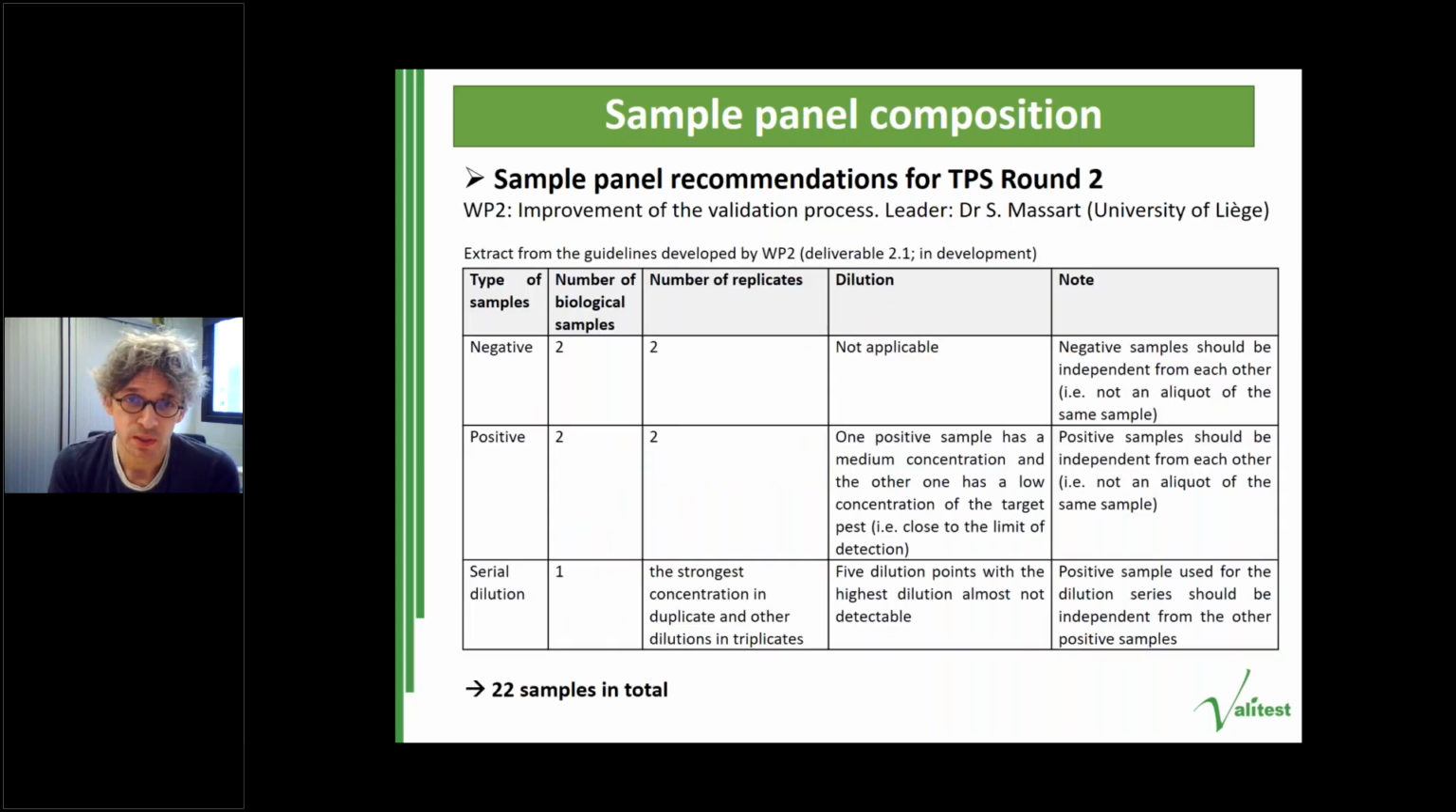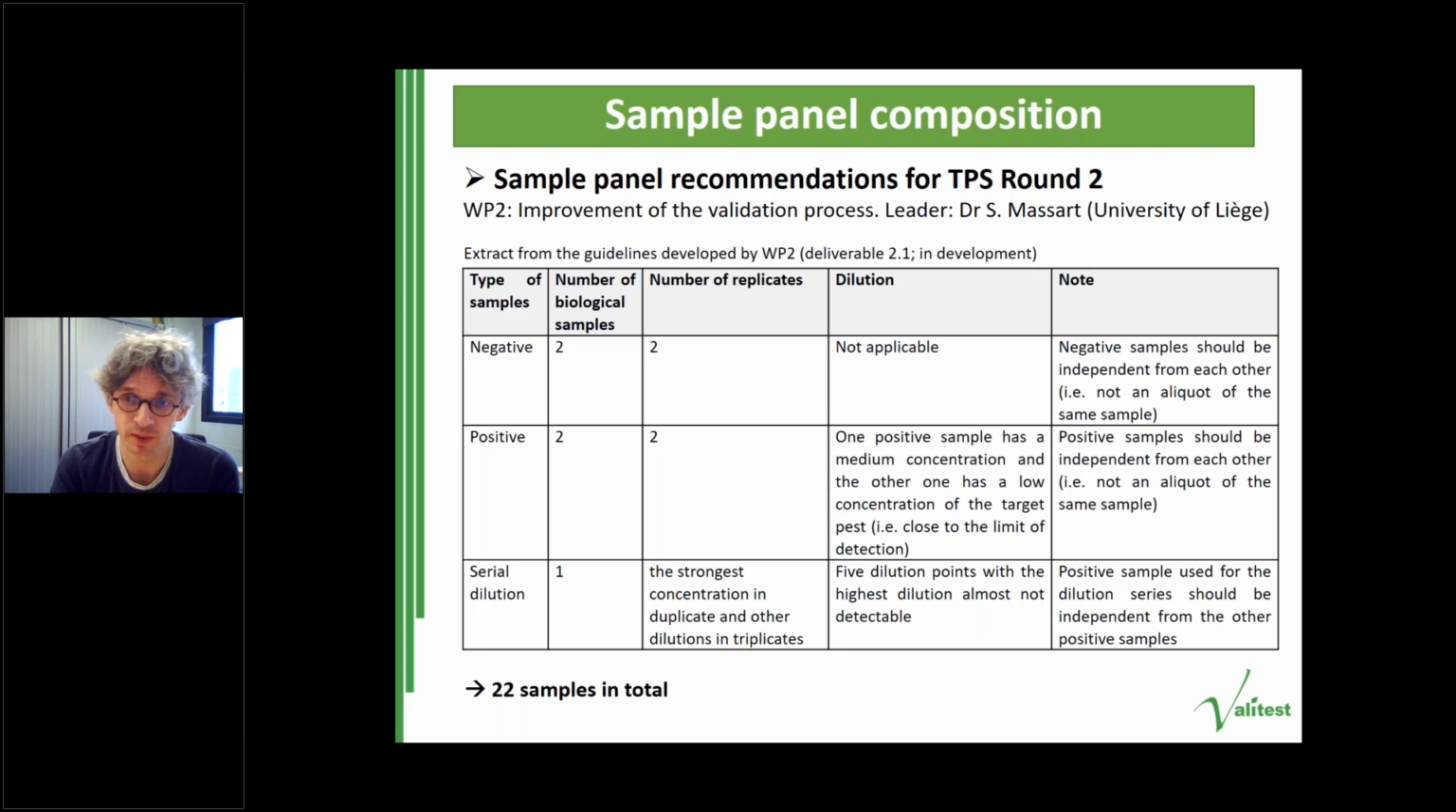So this work was led by Sébastien Massard from University of Liège in the framework of Work Package 2, improvement of the validation process. On this slide, you can see a table which will be included in the guidelines provided by this work package. So what do we propose? We propose to have two biological negative samples with two replicates.